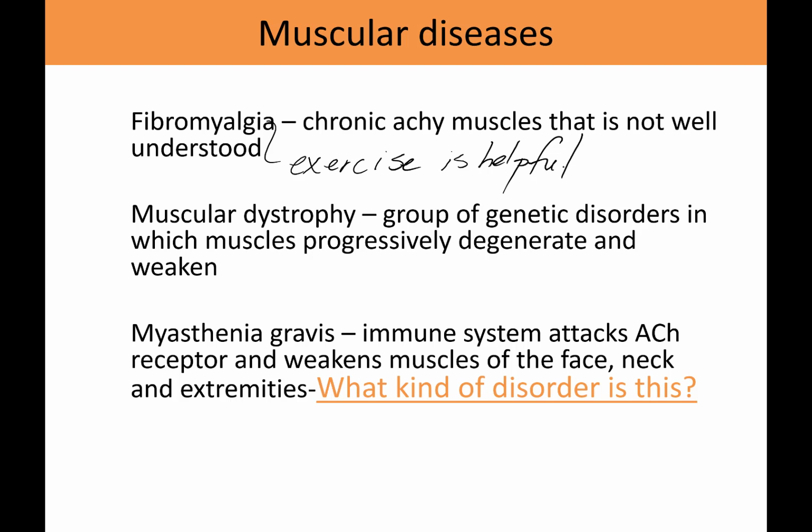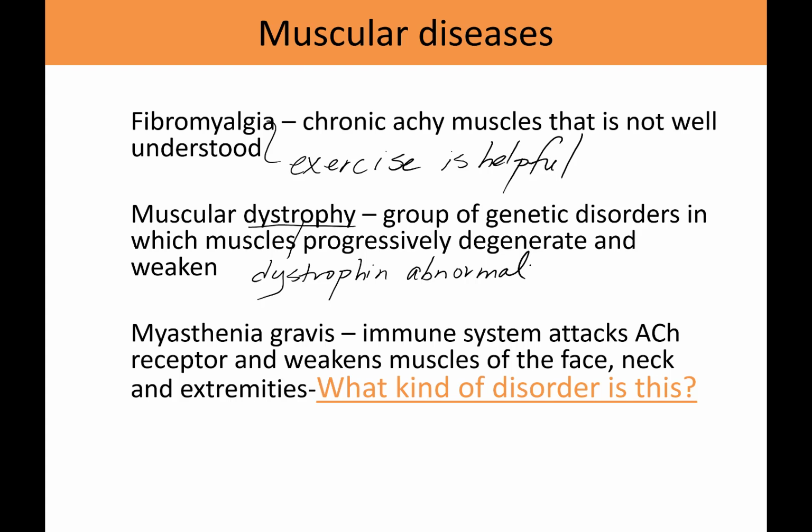Muscular dystrophy is a genetic disorder where muscles progressively degenerate. There's actually a structural protein called dystrophin that's abnormal. And so that's why their sarcomeres basically degenerate.